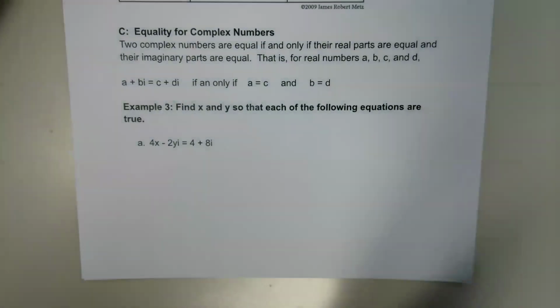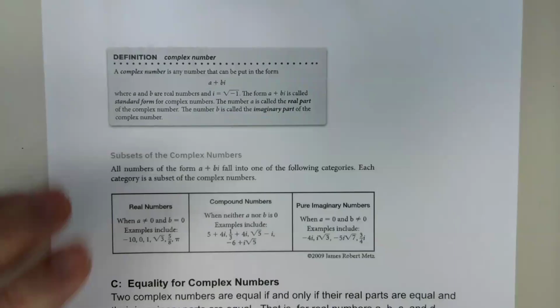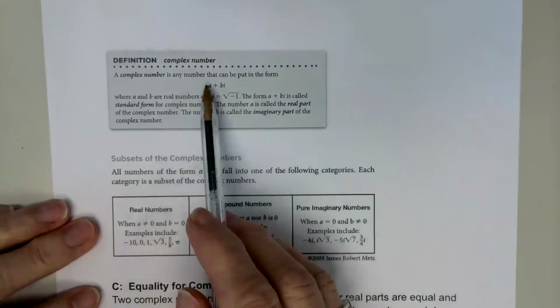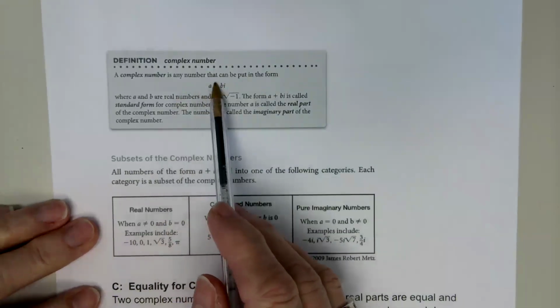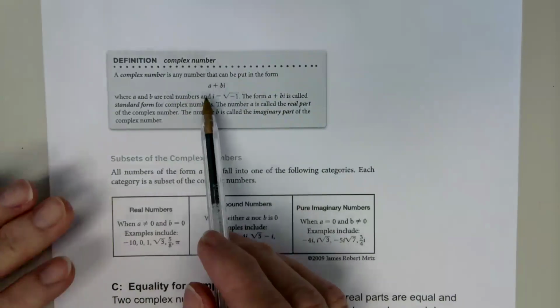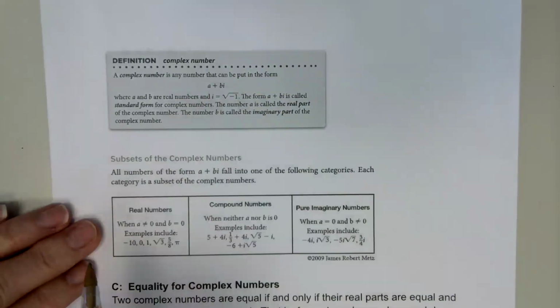Now we're going to use the imaginary number i to make what's called a complex number. So a complex number is any number that can be put in this form: a plus bi. a is the real part of the number, and bi is the imaginary part. So it's complex. It has 2 different parts, real and imaginary.